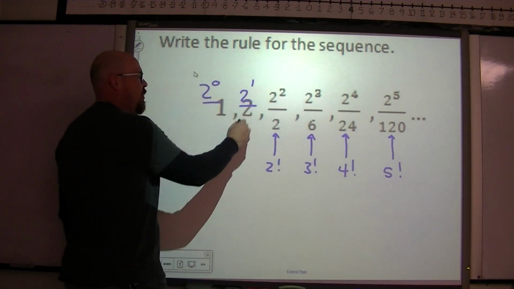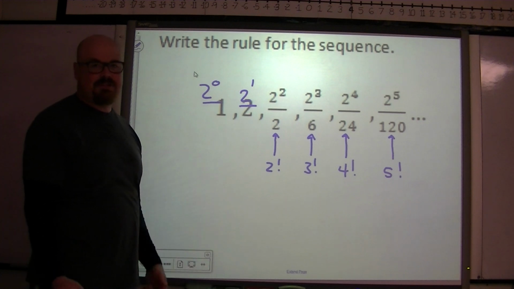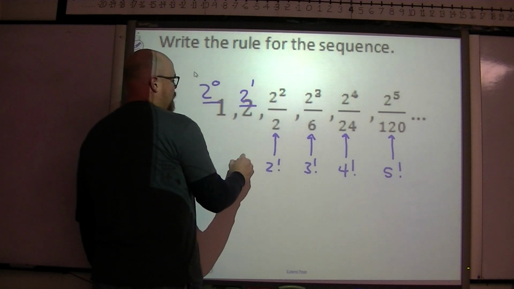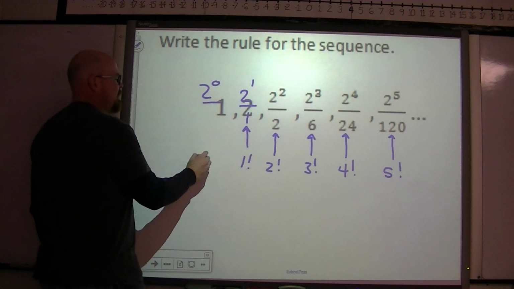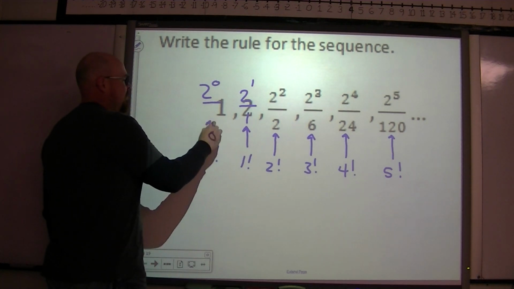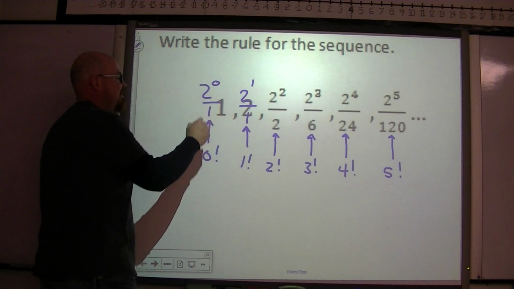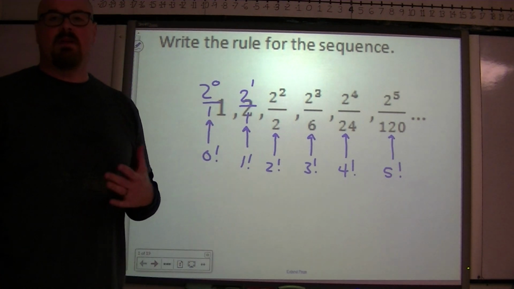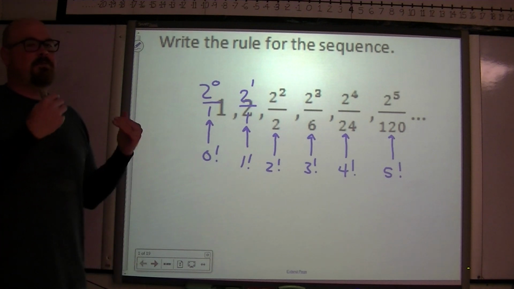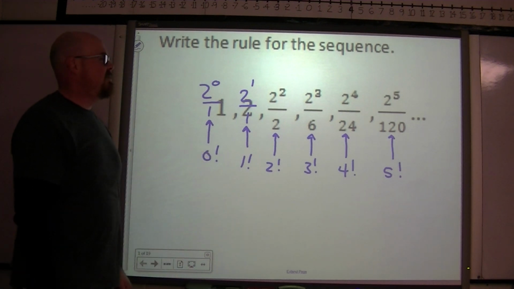So what should go in the bottom of this fraction? Right? 1 factorial. 1 factorial is 1. What should go on the bottom? 0 factorial. 0 factorial, let's not dilly-dally here. 0 factorial is 1, right? There's a much better explanation for it, but in the interest of time.